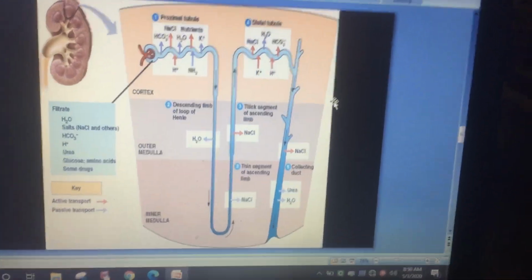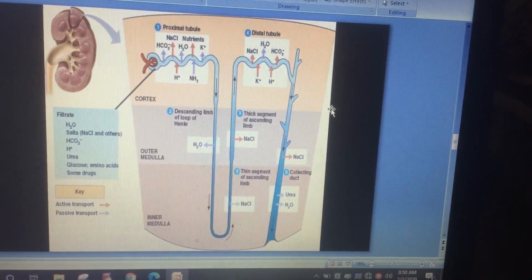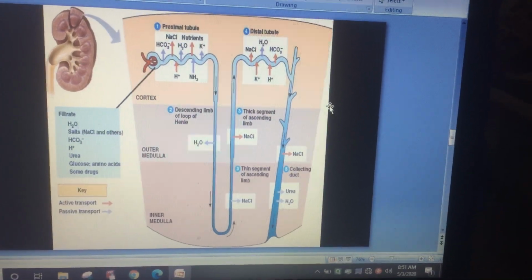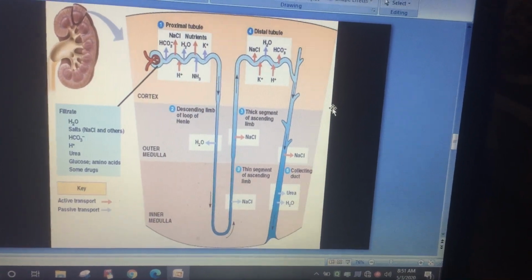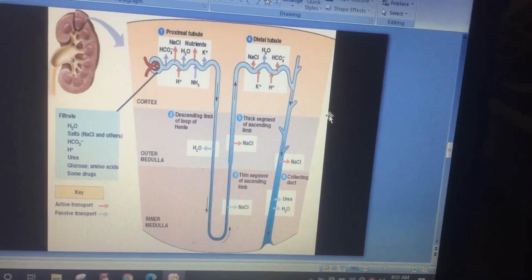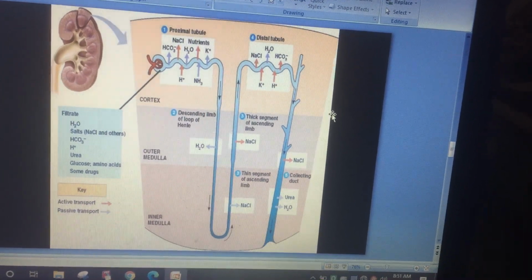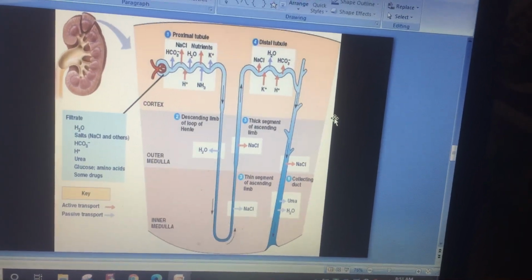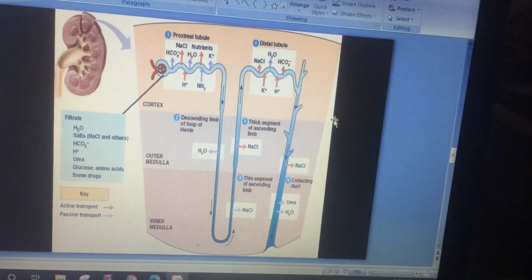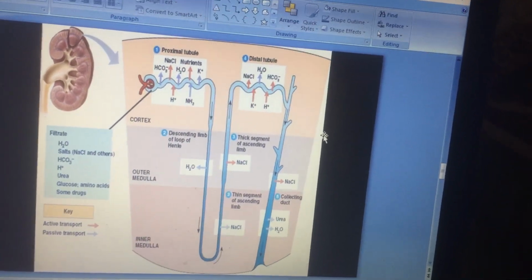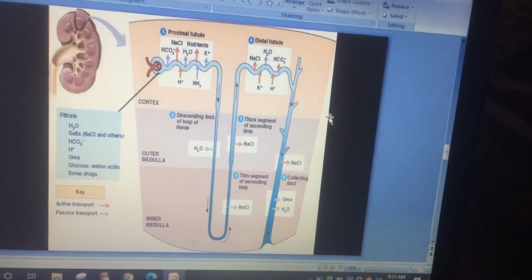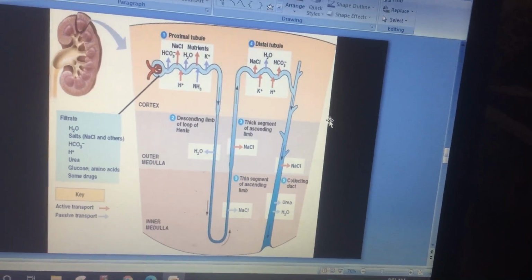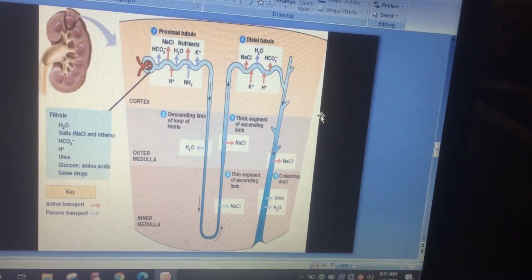Now this slide shows that in the proximal tubule, whatever is filtered out, we call glomerular filtrate. From that, almost 100% of glucose is reabsorbed. A small portion of sodium, bicarbonate, H ions, and urea is reabsorbed. In this particular portion, there are some drugs which are also reabsorbed. You will have a major part of glucose completely reabsorbed. In the descending loop, you will have reabsorption of water.